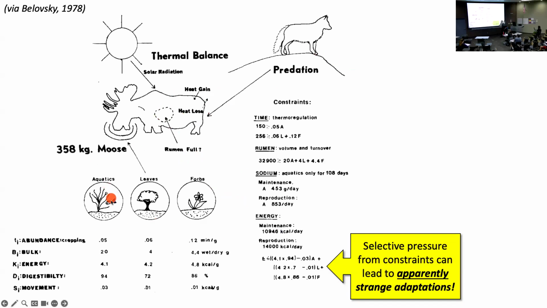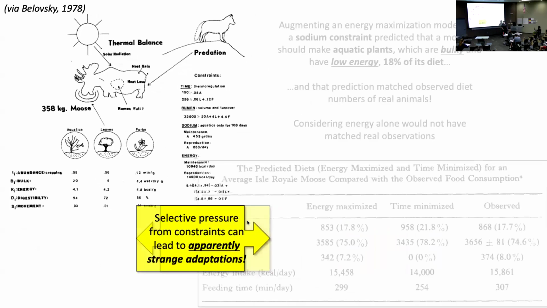You could talk about, for aquatics, things underwater, how much bulk, how much energy, how digestible it is, but also what's the sodium content of these. Likewise for leaves, and so on and so forth. He basically just threw in everything and asked: if we include all of these things that are left out of optimal foraging models, then what different predictions do we get? It's sort of like a sensitivity analysis of whether these things matter. And it turns out they did.